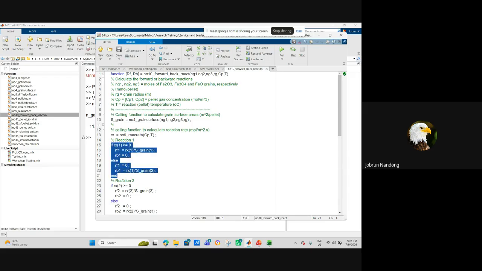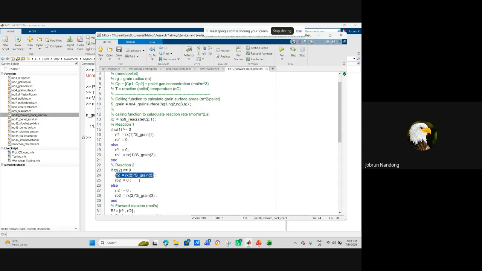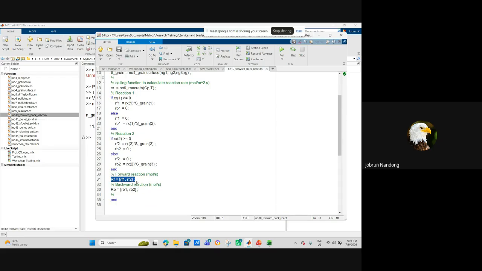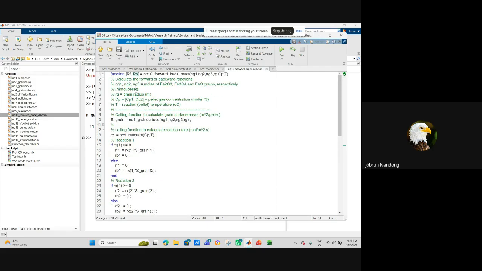Create again the next one for reaction number 2. If the rate of that is greater than 0, we use this one. Multiply by grain surface area, SG. SG grain 2 is this for the magnetite one, Fe3O4. Otherwise, it's a reverse reaction multiplied with the grain surface area for FeO. Then after that we create the vector for our forward reaction and the vector for the backward reaction. We call them IF for forward and RB for backward, just like this.